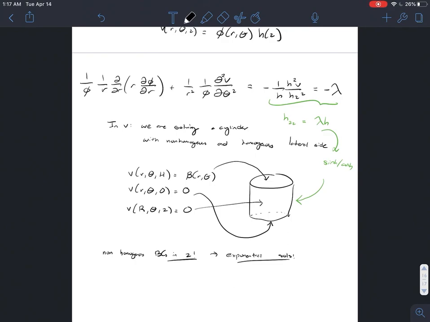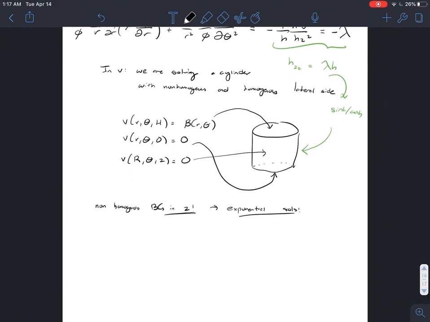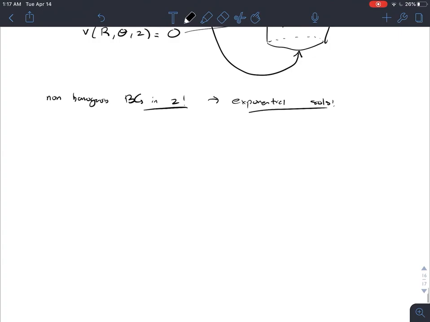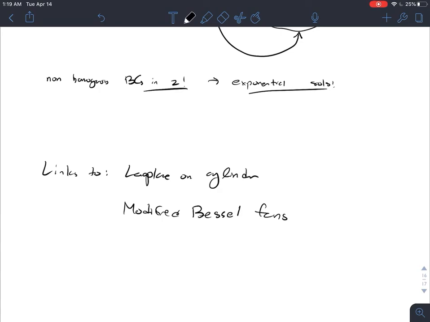Otherwise, the separation remains pretty much exactly the same as before. We're just going to continue separating the variables, continue chugging along with how we did it in the previous problem. So what I'm going to link in the bottom of this video is links to Laplace on cylinder, a basic Laplace on cylinder problem, and modified Bessel functions, which is more of an advanced topic, which I'll cover in more detail in a future recitation.